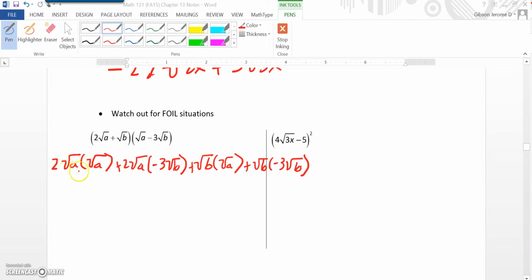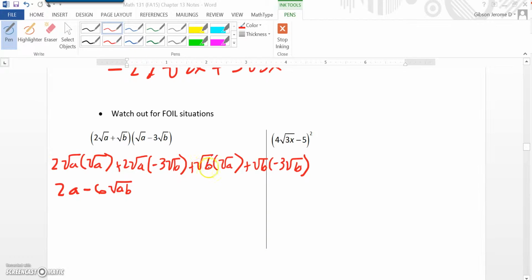Now we multiply. We know square root of a times square root of a would just give us a. So this would be 2 times a. Now we will have 2 times -3, which is -6, and square root of a times the square root of b is the square root of ab.